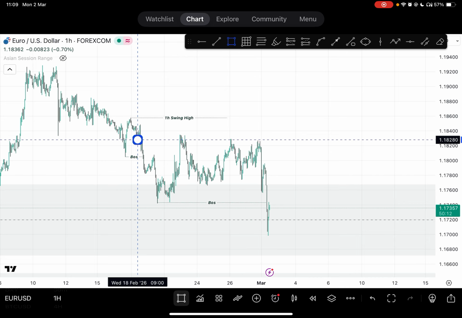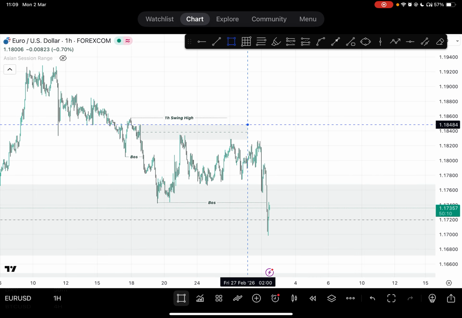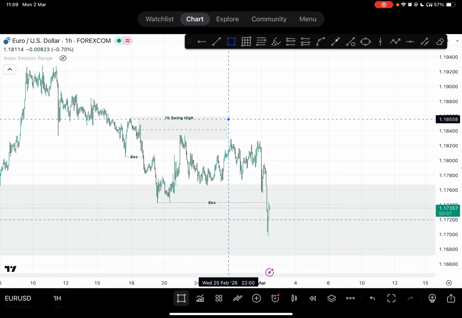Price retraced to this supply zone right here, right? And after that supply zone, what happened? We started having this range, this consolidation. Then this was the last point that price pulled back to before we had this breakout structure. So this becomes a strong high right here, a strong recent high.